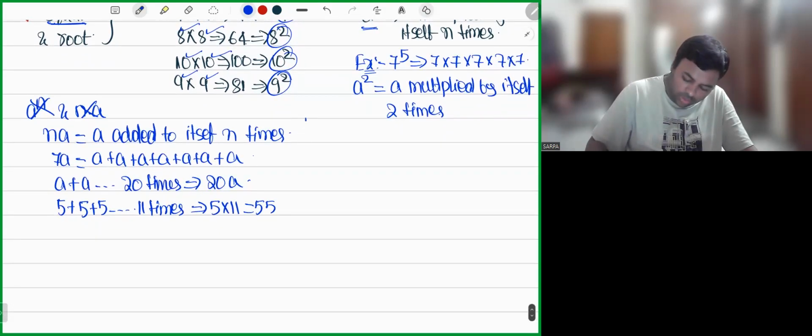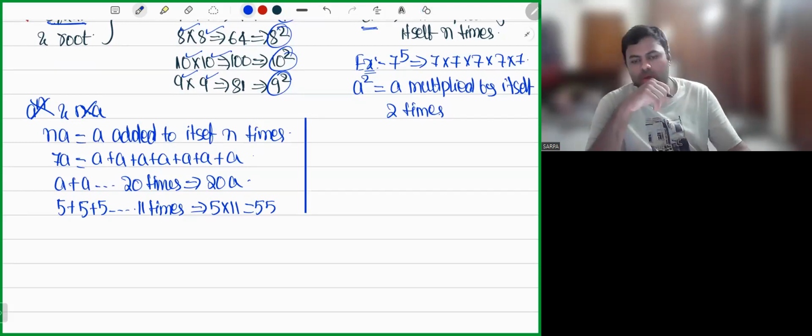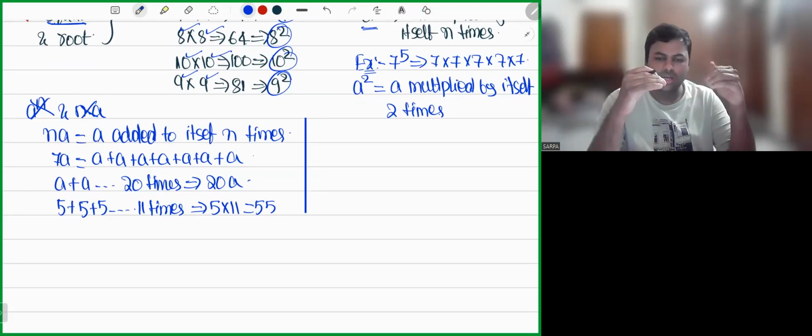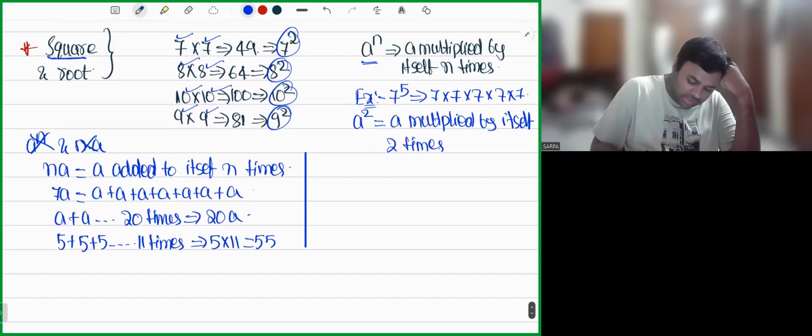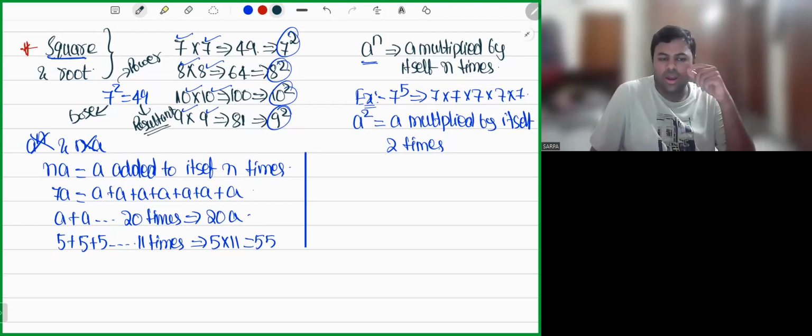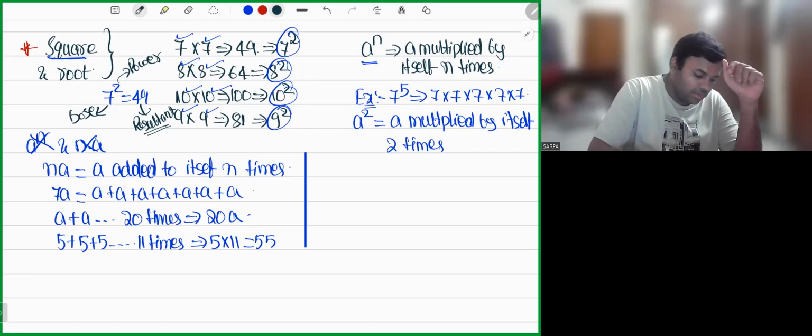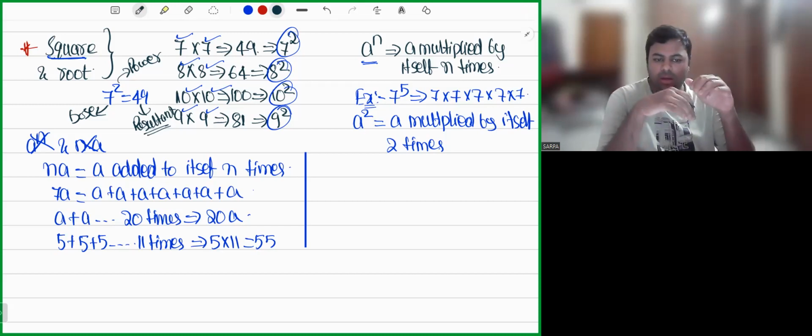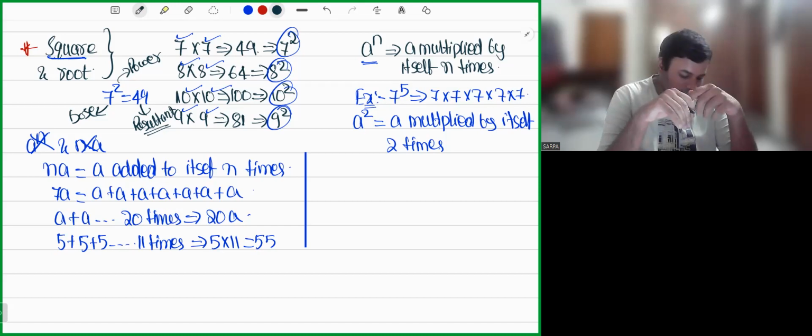Now, root. What do you mean by root? Root refers to cutting the power, that is called root. My dear friends, 7 square is equal to 49. The 7 we have, we call it the base. The 2 is called the power. The 49 is called the resultant. Now, if in any place you are applying a root, you are cutting the power, to say simply.